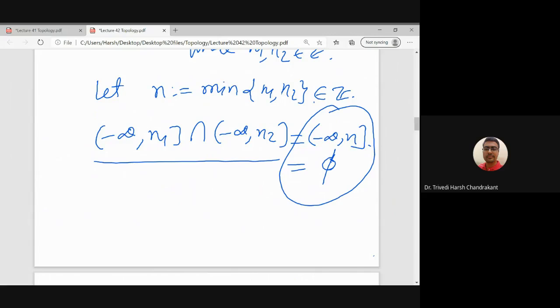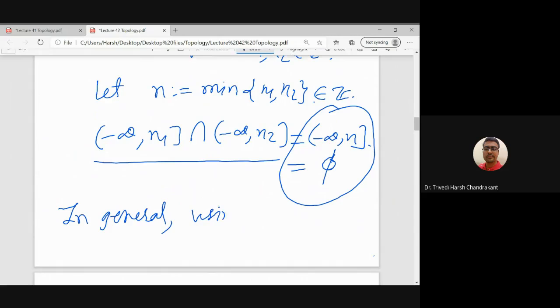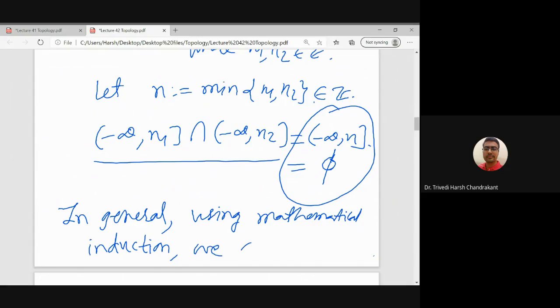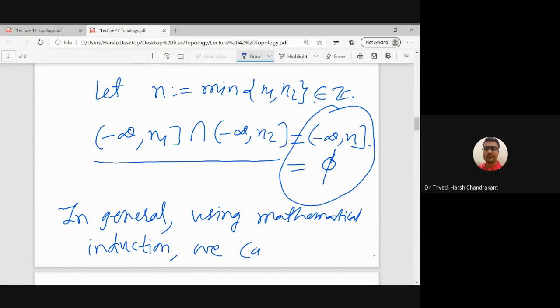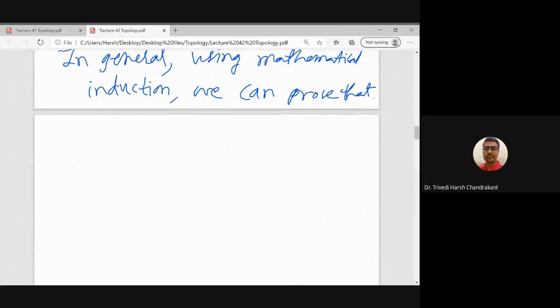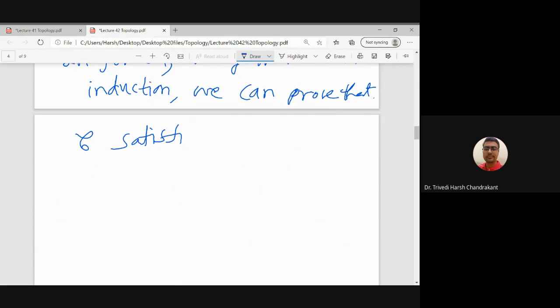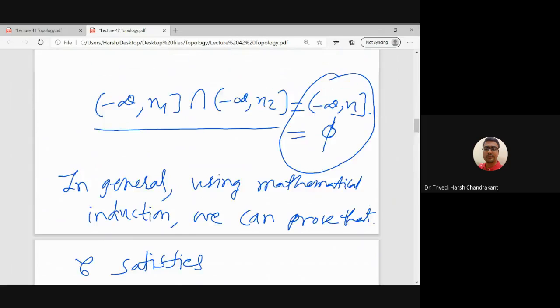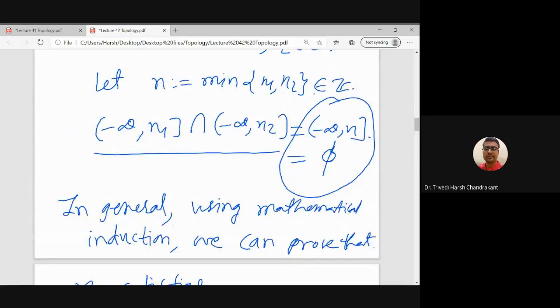Therefore, the intersection of any two elements of this family is non-empty, and in general, using induction, we can easily prove that this family satisfies the finite intersection property.